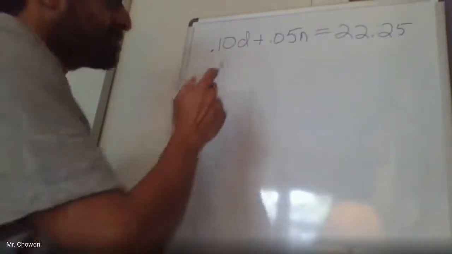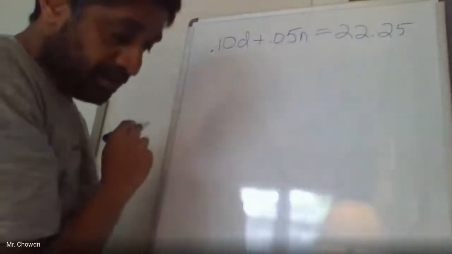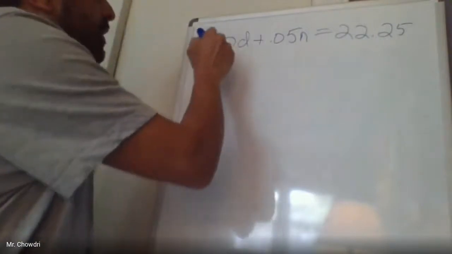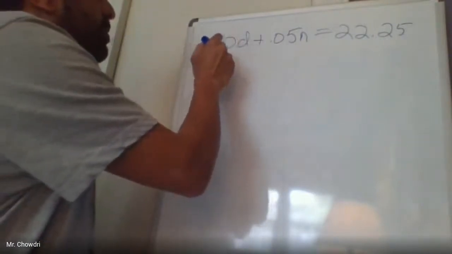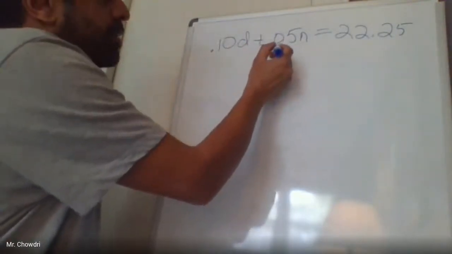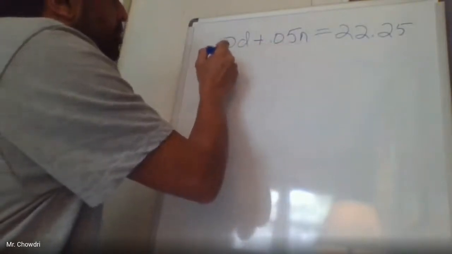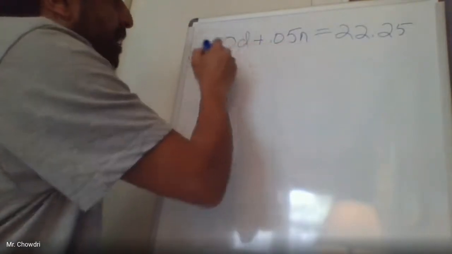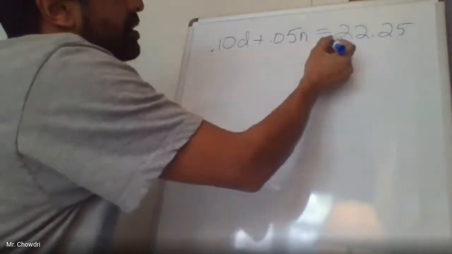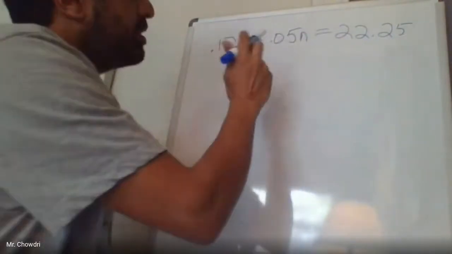And we know that D is going to be the number of dimes, and N is obviously the number of nickels. So I know that the value of each dime is $0.10 or 10 cents, and the value of each nickel is $0.05 or 5 cents. So 0.1 times the number of dimes is how much money I have in dimes, and 0.05 in a nickel is the value of money that I have in nickels.